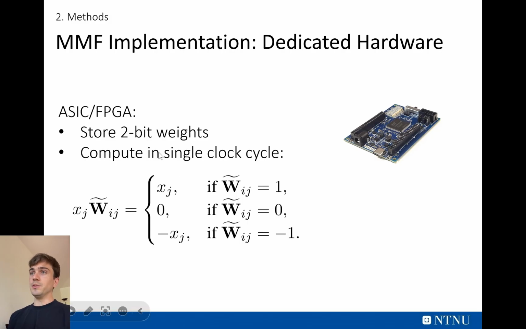So this is possible in some application-specific circuits or FPGAs, where you can directly map the binary weights. Once you have the input, if the value of the weight for that input is 1, the gate is gonna be open. If it's 0, it's gonna be closed, and if it's negative, there's gonna be like an inverter there. So that's how it's possible.